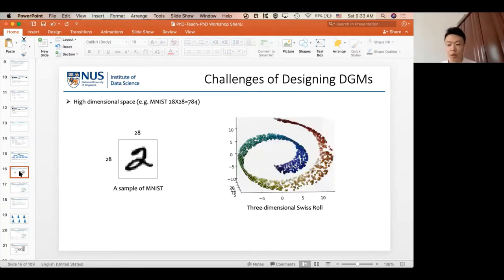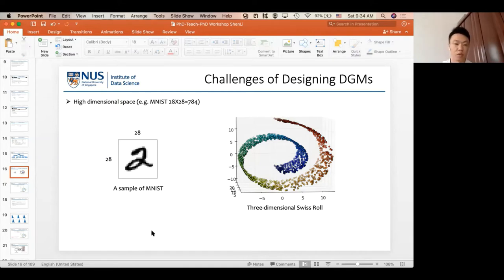Next we will talk about the challenges of designing deep generative models. The first challenge is that in most cases we deal with very high-dimensional data, especially images. Let's say we deal with one of the simplest image datasets, which is called MNIST, as we mentioned earlier, whose resolution is 28 by 28. This simply gives us 784 dimensions in total, not to mention any more complex image dataset. In everyday life, what we observe are images of much higher dimensionality than this, right?